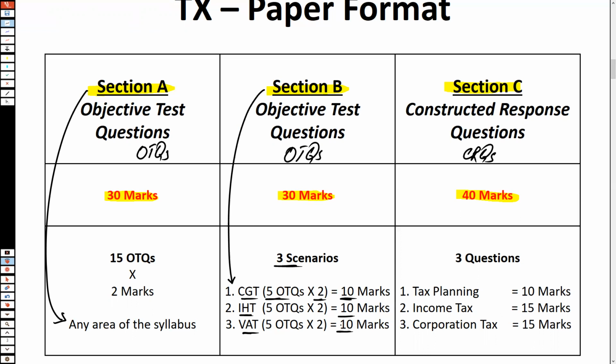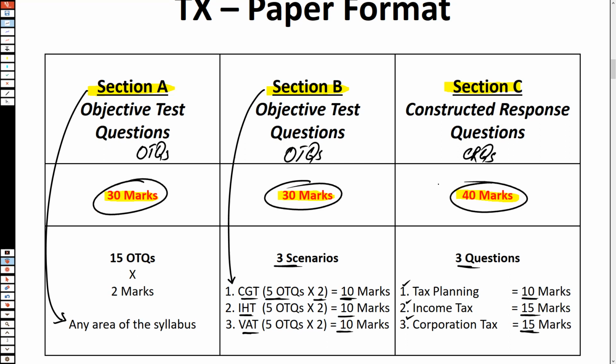When it comes to the discussion of Section C, constructed response questions are there, and 3 questions will be asked. One for tax planning for 10 marks, second for income taxes for 15 marks, and third for corporation taxes for 15 marks. So this is how a 100-mark paper is examined. And obviously, as you know, 50 marks are the passing marks.